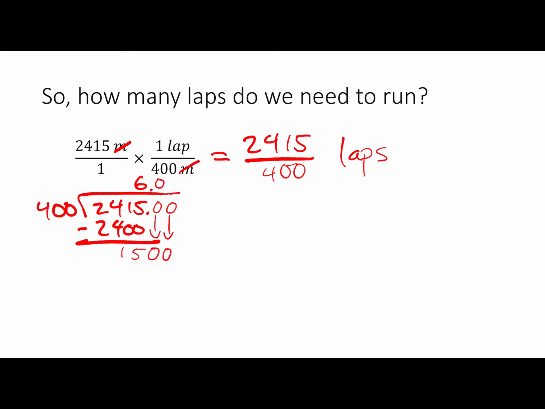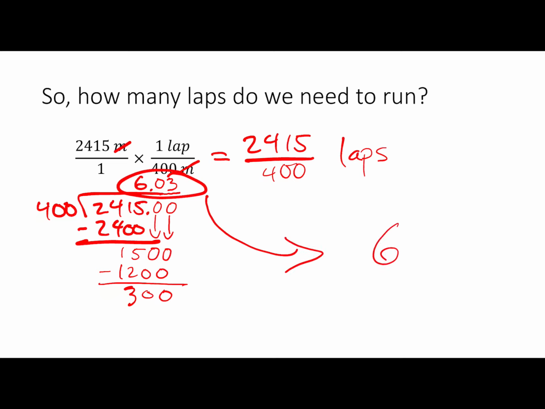Drop a 0 down. 400 does not go into 150, so we put a 0 there. So we're going to drop another 0 down. And yes, 400 does go into 1,500 3 times, because 3 times 400 is 1,200. And 1,500 minus 1,200 is 300. Well, this right here is close enough to 6. So how many laps do we need to run? 6 laps.